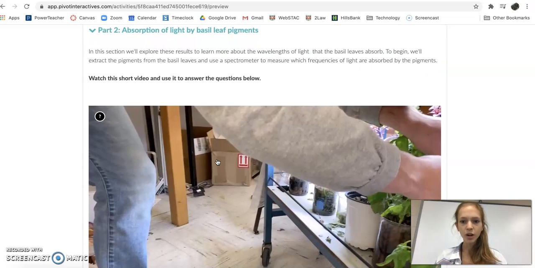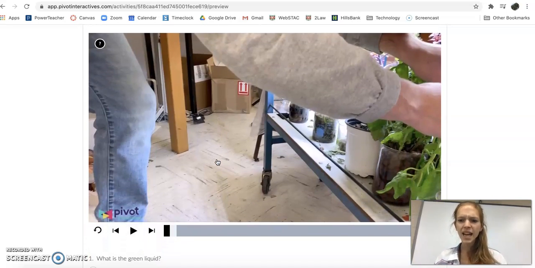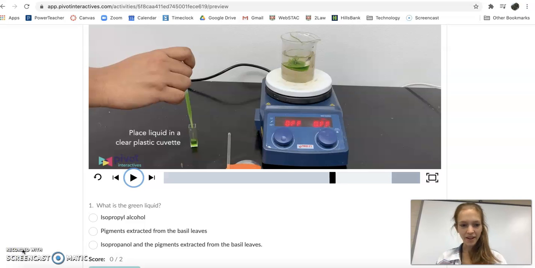Now in part 2, we're going to watch a short video, and it's going to tell us a little bit about a new type of instrument we can use to get some more information. So I'm not going to record this video, but watch it and then click play on my video once you're finished getting this extra information. Alrighty, I'm back with you now.